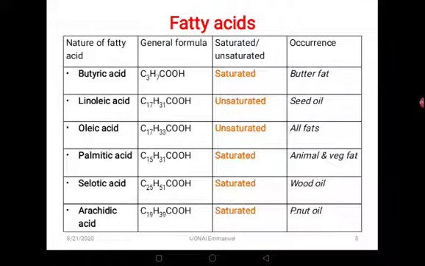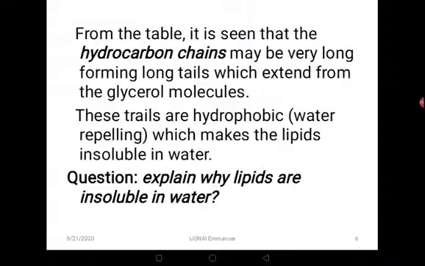What I wanted you to know is how an acid becomes saturated or unsaturated. Saturated fatty acids are those that do not have double bonds. Unsaturated fatty acids are those that have double bonds. So that is great for you to know.